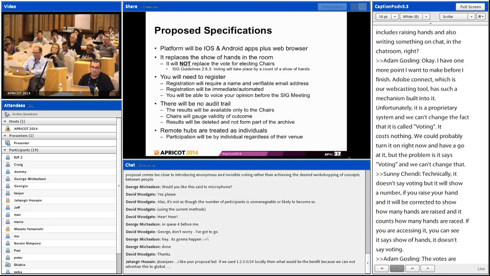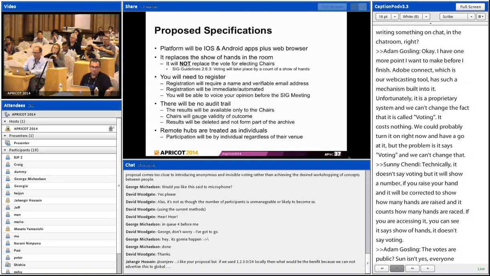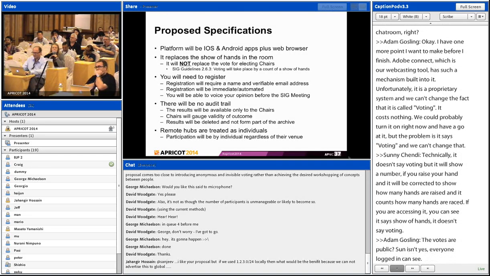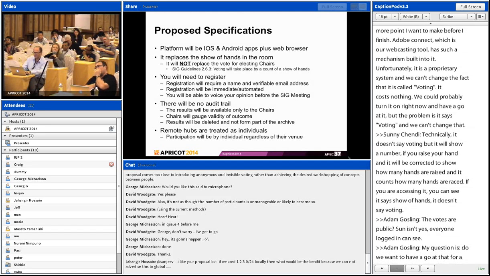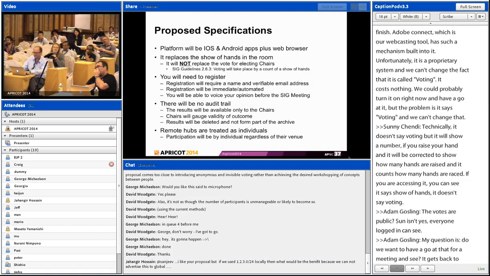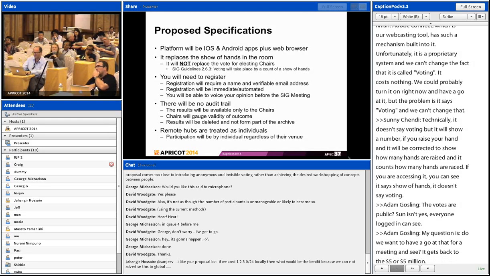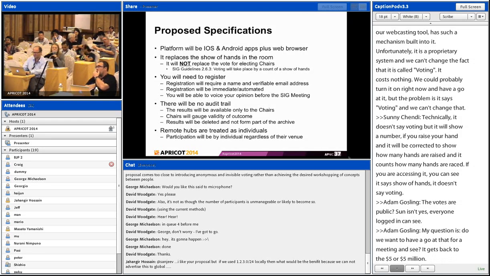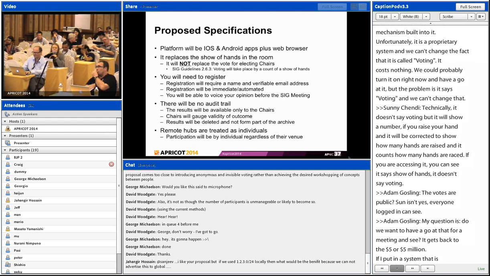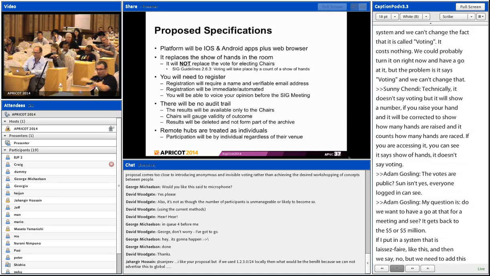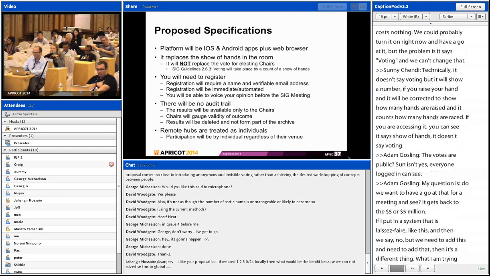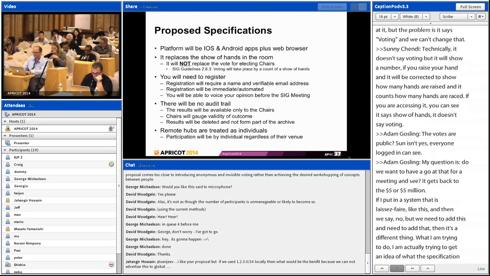Or, because I guess it gets back to the $5 or $5 million. If I put in a system that is laissez-faire like this, and then we say, no, but we need to add this and we need to add that, then it's a different thing. What I'm trying to do is get an idea of what the specification is for the system now so I can go out and buy one or build one. If I don't know, I can't do that. That's what's been happening for the last 2 years.